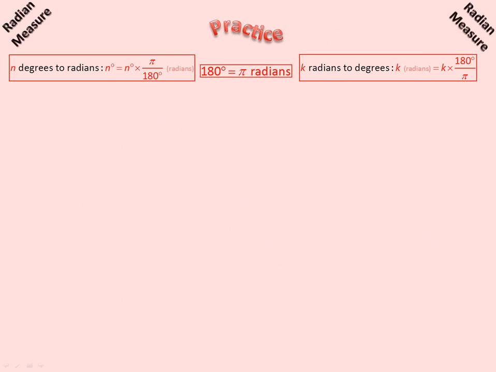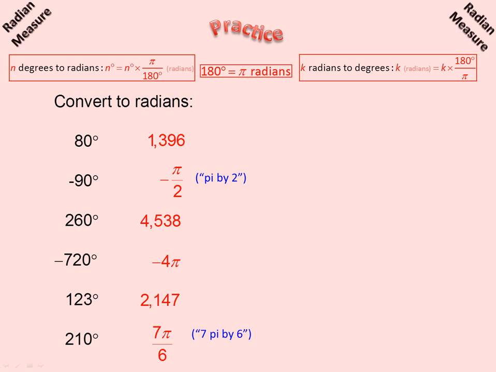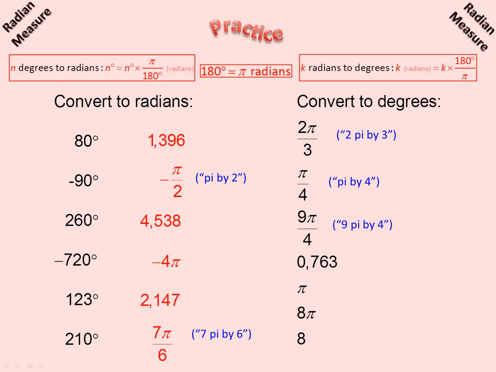Some practice. Here's some conversions to radians. Remember, you just multiply each by pi over 180 to get it to radians. And then converting to degrees, in these cases, you just multiply by 180 over pi. You see, you need to cancel the pi out, so therefore you multiply by 180 over pi, 180 and pi being equivalent, so you're really multiplying by 1.